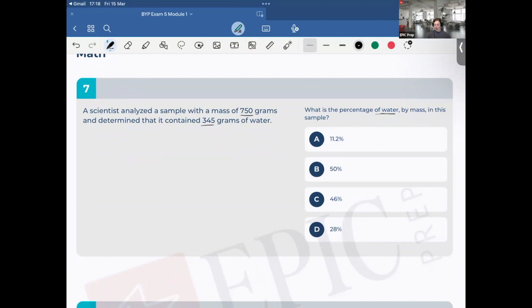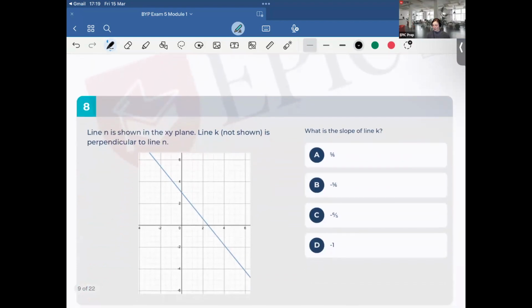Okay, so I would just put like parts over whole, which in this case would be 345 over 750. And let's see what that gives me. Remember, you can use your calculator. Gives me 0.46. I can multiply that by 100 to convert it into percent, which is correct answer 46. Amazing.